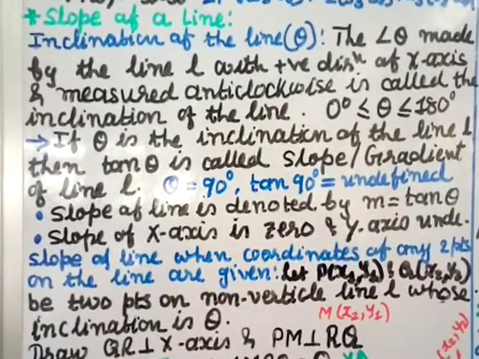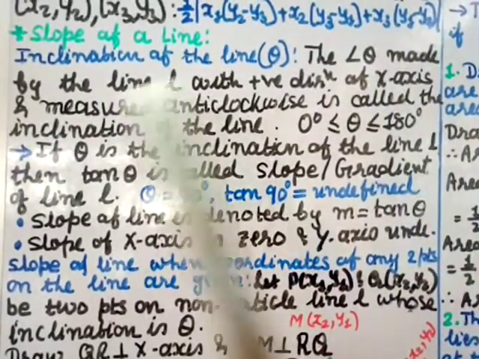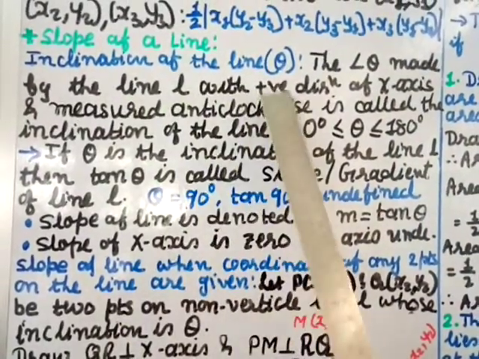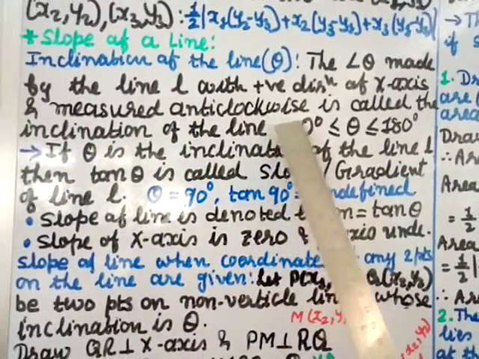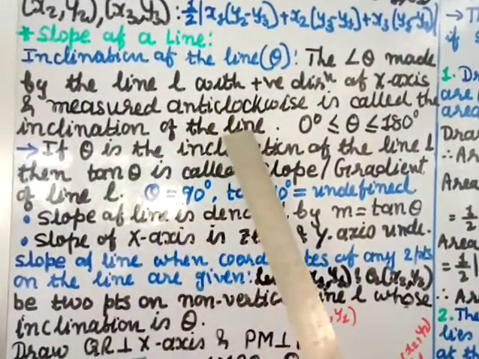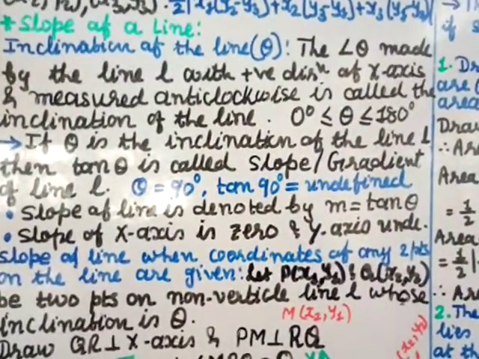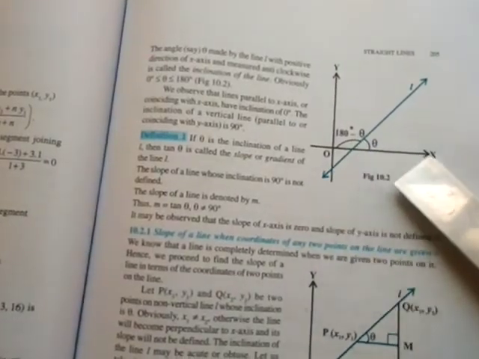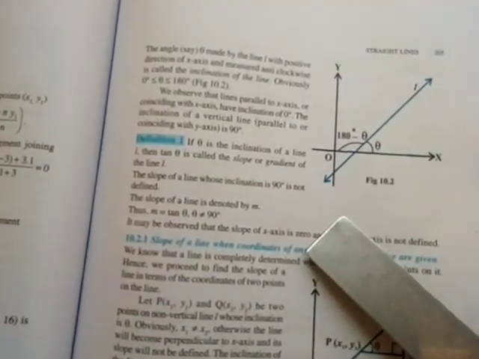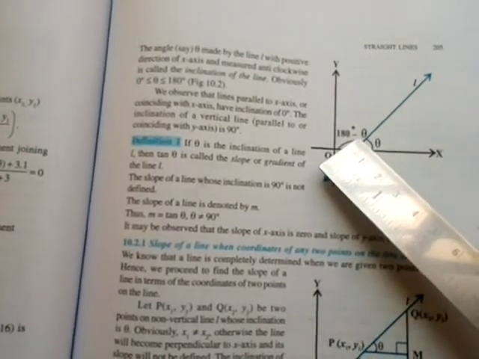Slope of a line. Inclination of the line, theta. The angle theta made by the line L with the positive direction of x-axis and measured anticlockwise is called the inclination of the line, and this theta is always between 0 to 180. This is a line L which makes angle theta with the positive x-axis. So this is called inclination of the line L, and this angle is 180 degree minus theta, and this is taken in the anticlockwise.